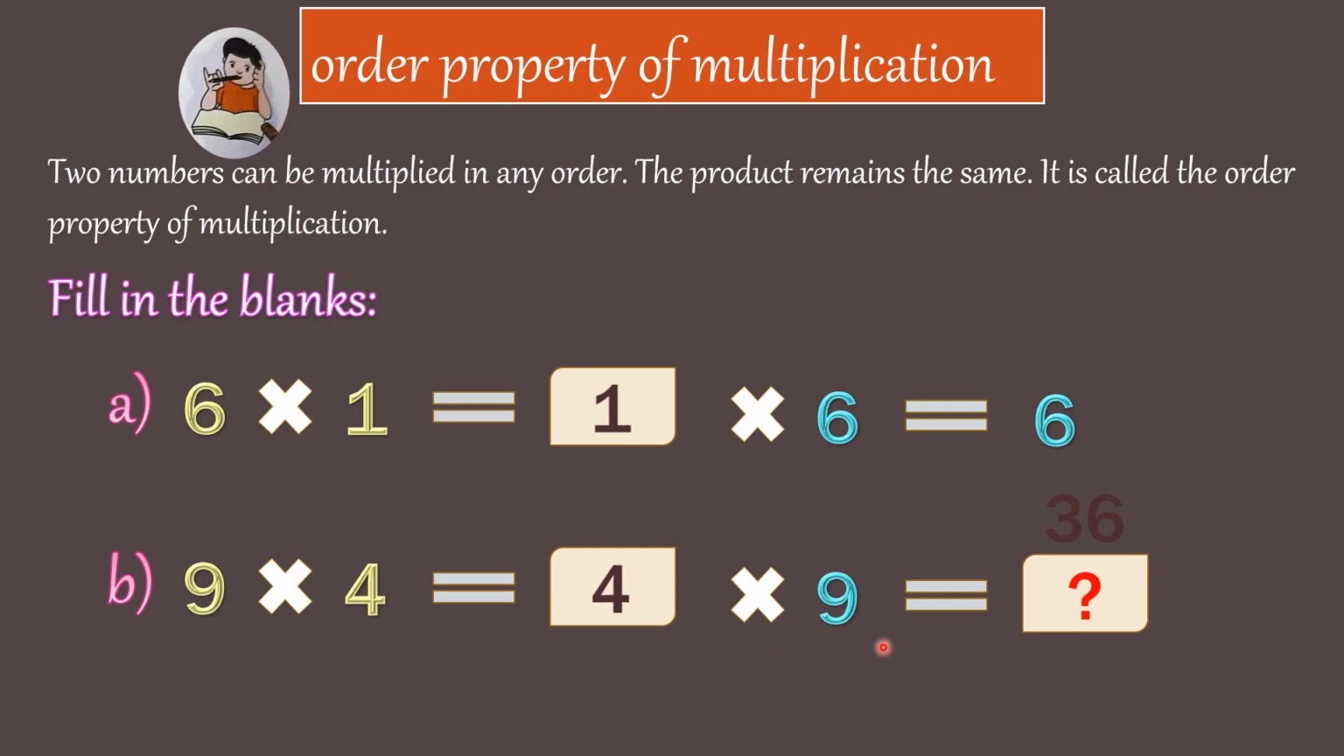4 9s are 36. 9 4s are 36. 4 9s are 36. So this is called order property of multiplication.